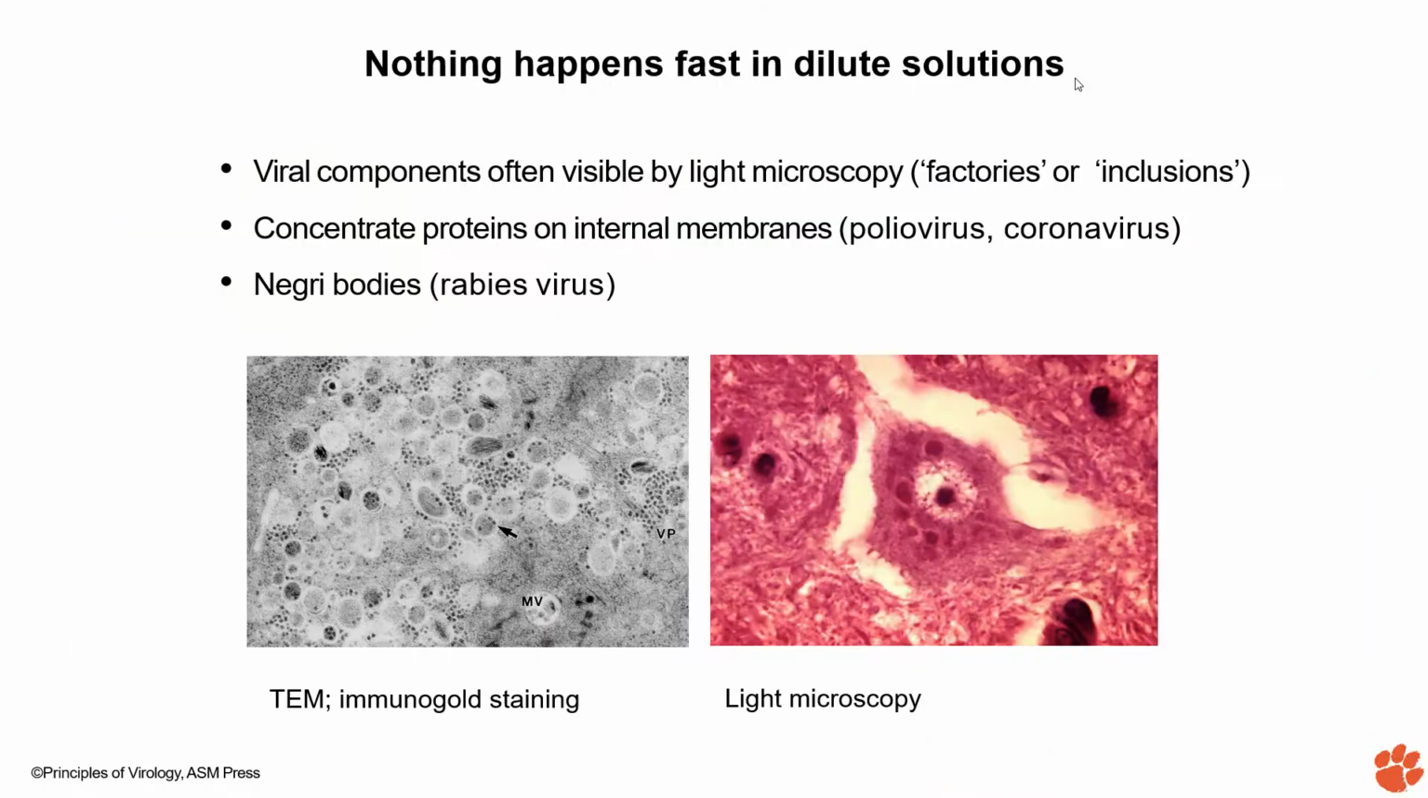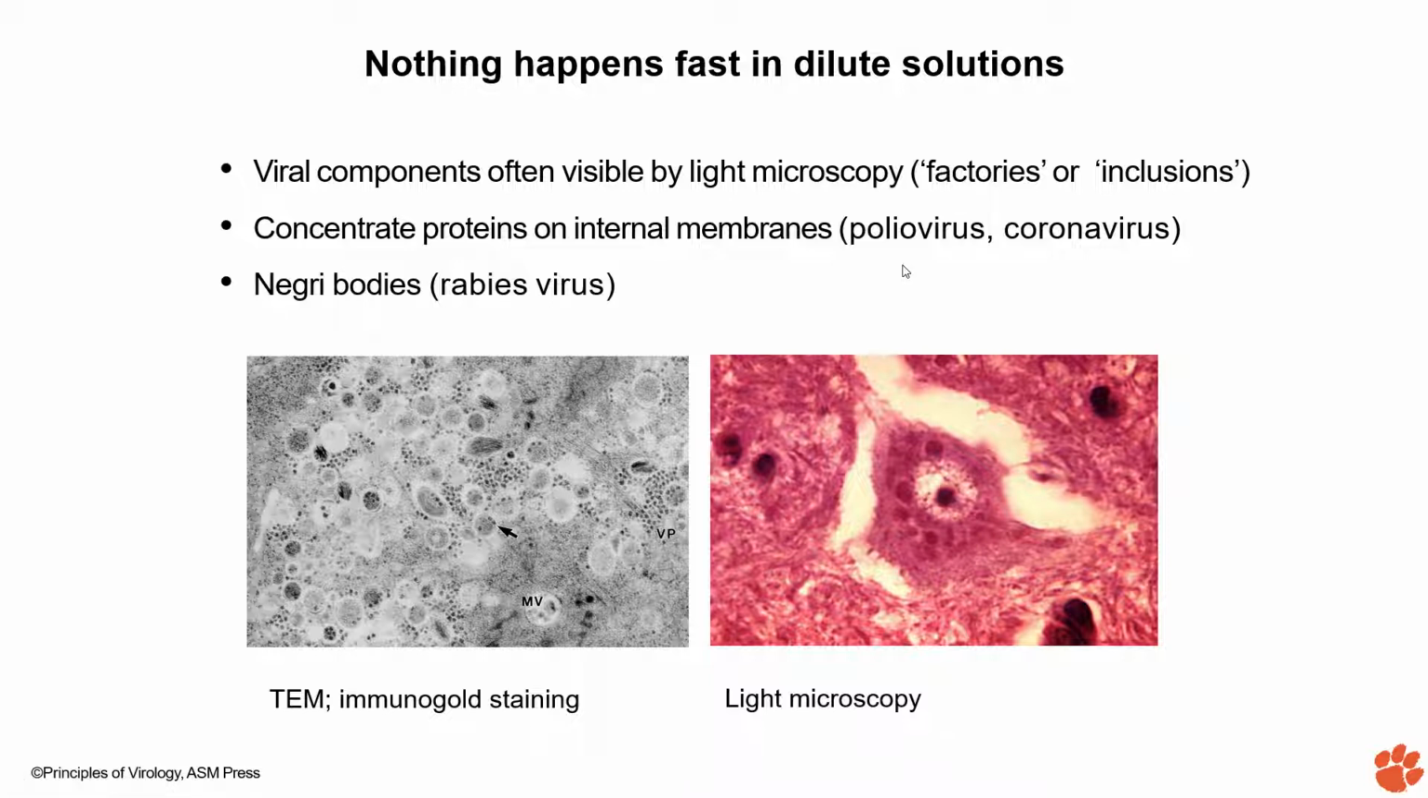Alrighty. So this is what we said: nothing happens fast in a dilute solution. You can see that the viral components are often visible by light microscopy. These are called the factories or the inclusions. We have already seen that in some of the beginning chapters. And they concentrate proteins on the internal membrane, like poliovirus, which makes its RNAs on these double-membrane vesicles.